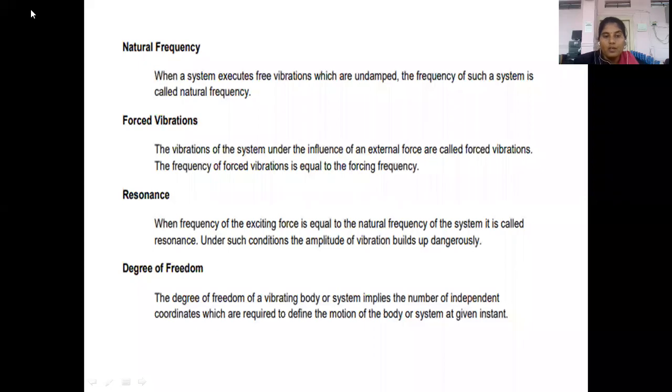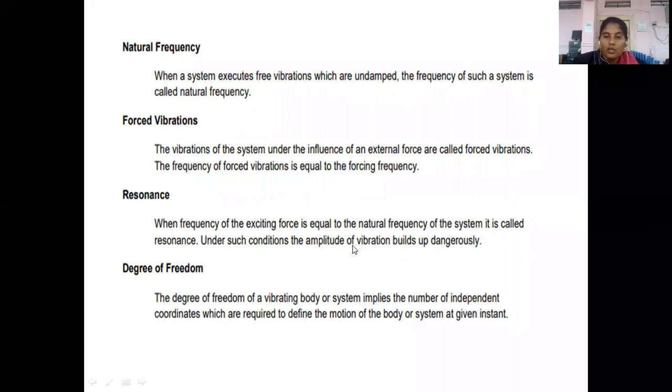When the frequency of the exciting force is equal to the natural frequency of the system, it is called resonance. When does resonance occur? Whenever the exciting force frequency and the natural frequency are both the same, at that time resonance is created. That means omega is equal to omega n, where omega n is the natural frequency and omega is the exciting frequency. Both must be equal, and only then is resonance produced.